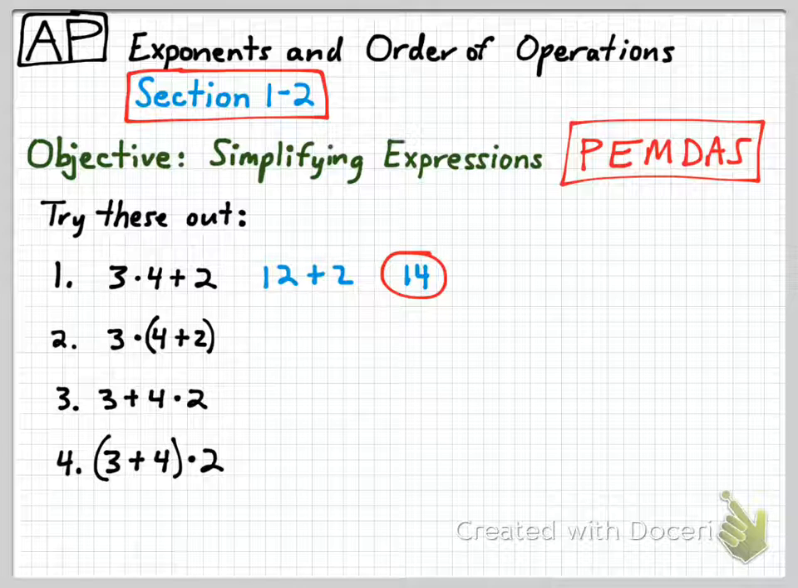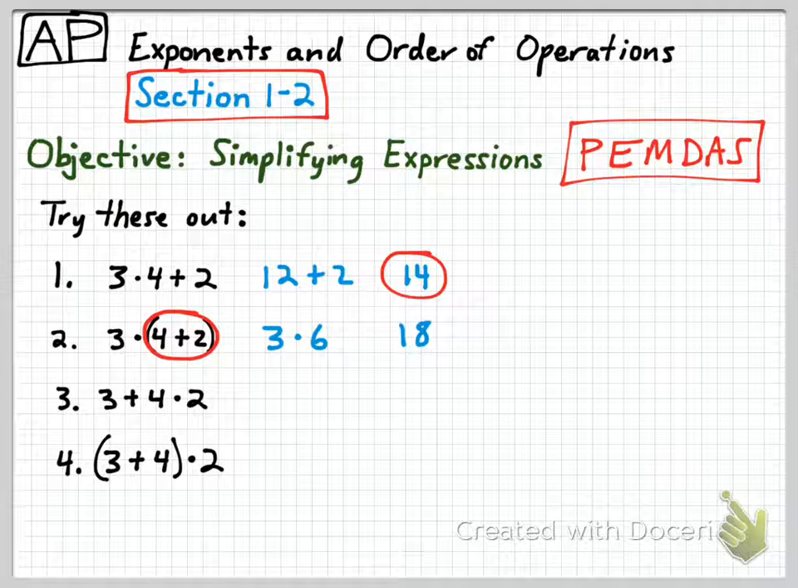Well, here's the deal. 4 plus 2 is in parentheses, and the P in PEMDAS says we're supposed to deal with parentheses first. So in problem 2, we're going to take the 3, and we're going to multiply it by the 4 plus 2, which is 6. So we're going to do 4 plus 2 first, and we get 6. And 3 times 6, we know that is 18.